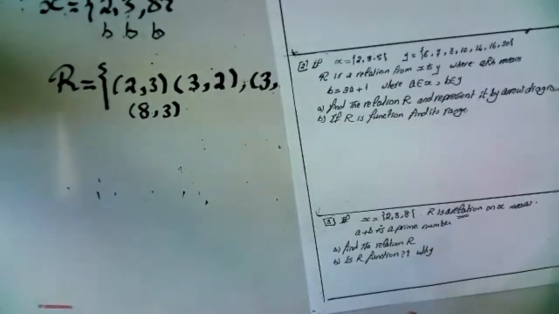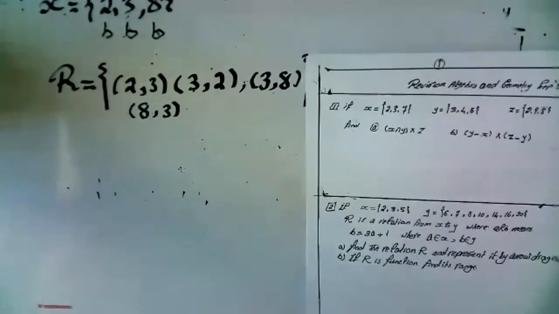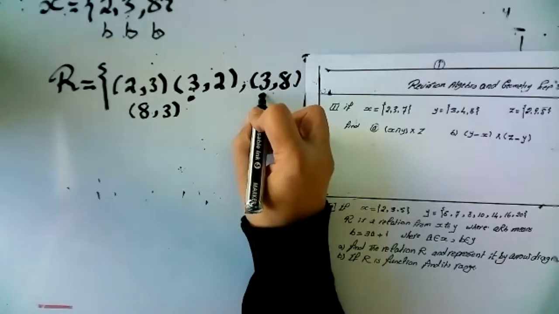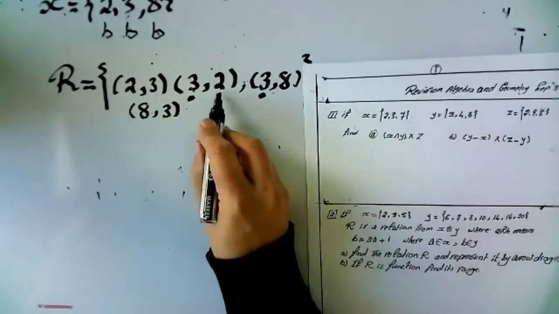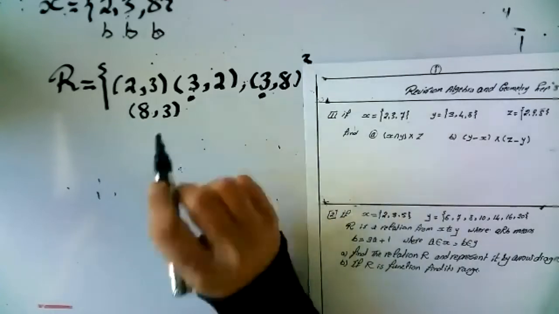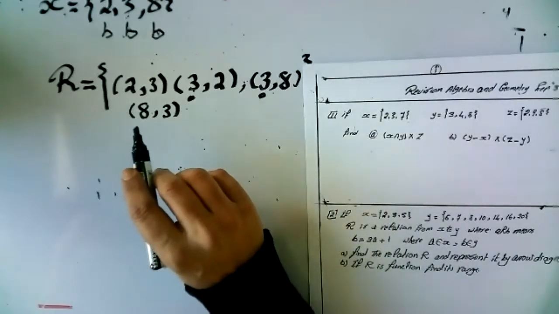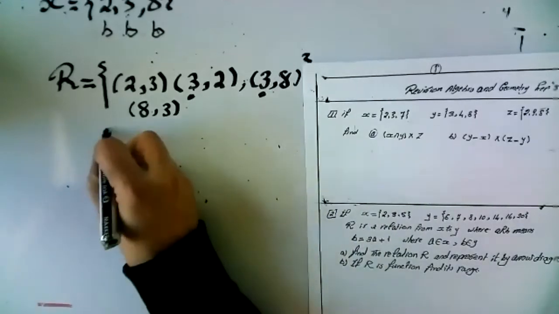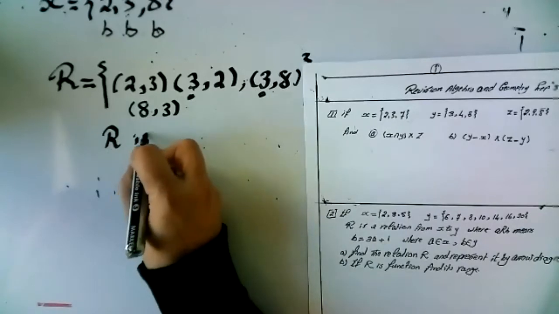The question is: is R a function or not? R is not a function. Why? Because 3 has 2 images. One of them is 2, the other image is 8. Then the relation which represents R is not a function.